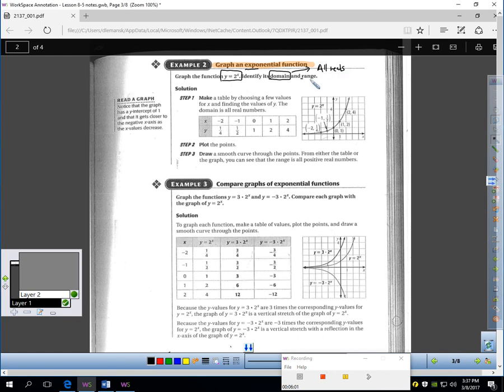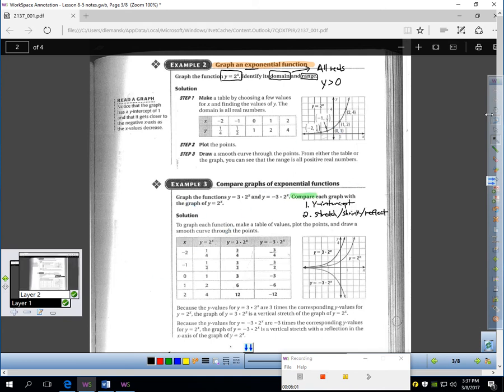Now let's look at the range. The range is the y's. Look at this picture. Y's are always positive. They get closer and closer to 0, but they never touch 0. So my range would be y greater than 0. My y values have to be greater than 0 for this.